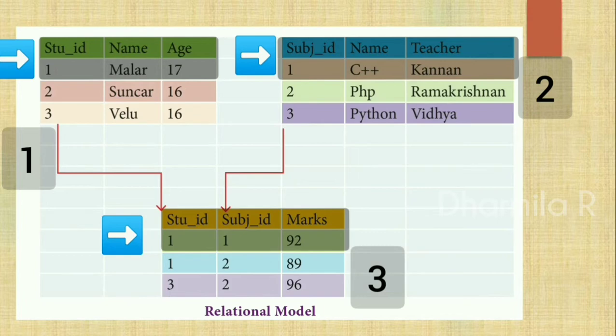ID 1 is Malar, age is 17, and subject 1 is C++ and it is handled by Mr. Kannan. The mark secured by Malar is 92. In which subject? In C++. This is how we get the information from this relational model.